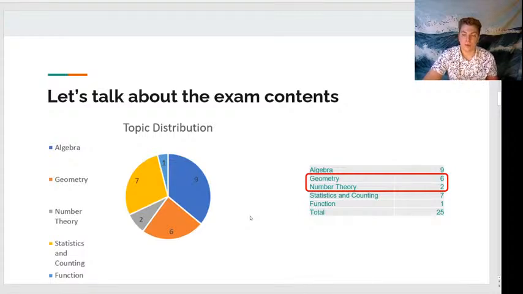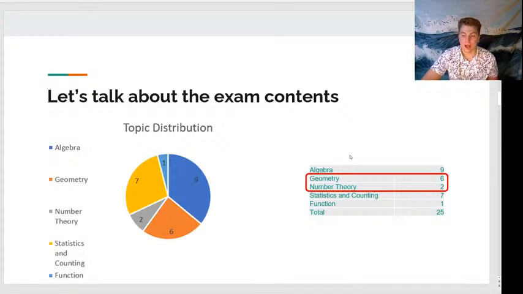However, I do want to point out 2 abnormalities that I've highlighted right here. On the right side is that this year in 2019, geometry had 6 questions. Typically, geometry will be closer to 4 to 5. So you don't want to go into it expecting 6 geometry questions, because more than likely, based on previous years, you won't see that full 6.